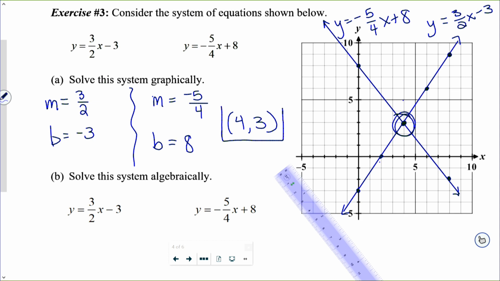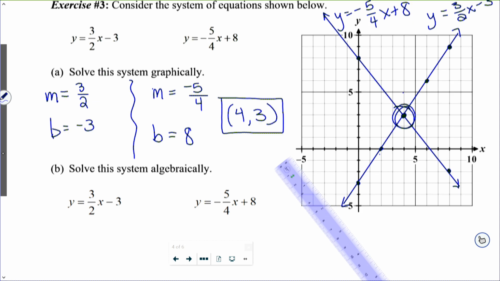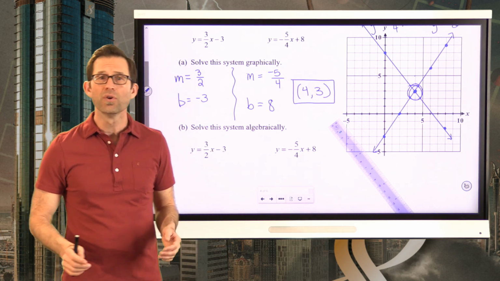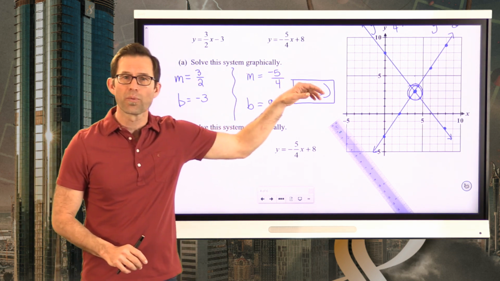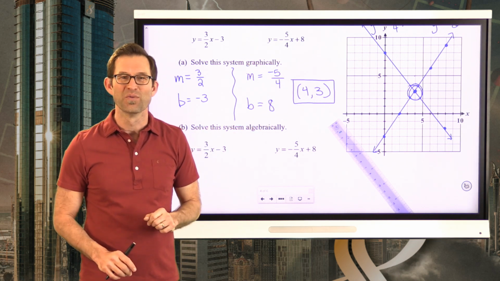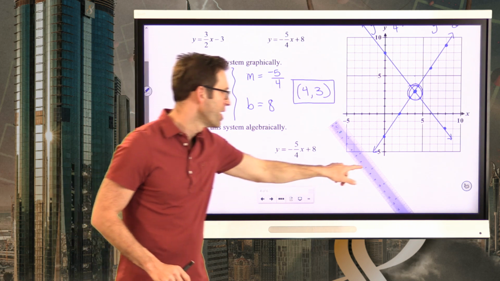All right, so we've solved our system graphically, right? Simple enough and pretty easy to do, because the slopes are easy to interpret, the y-intercepts are fairly easy to interpret. Now let's do this thing algebraically.